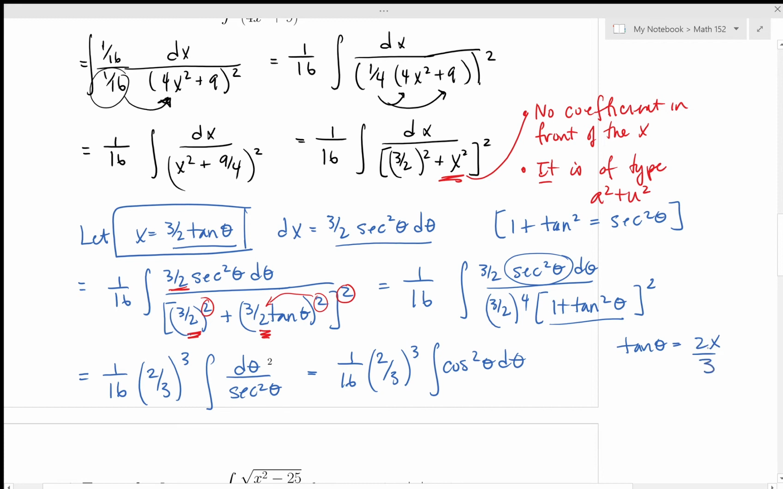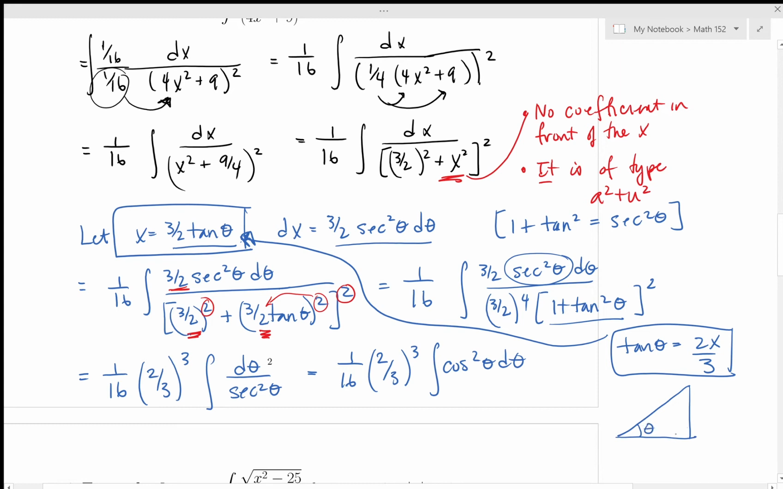Okay, this is a substitution. That thing there matches this thing here, it's just written slightly differently. So I draw a triangle that represents that, and I put my theta here, the right angle triangle. I know the tangent is 2x over 3. Opposite over adjacent must be 2x over 3, and that of course allows me, using the Pythagorean theorem, to calculate this thing here as the square root of 4x squared plus 9.